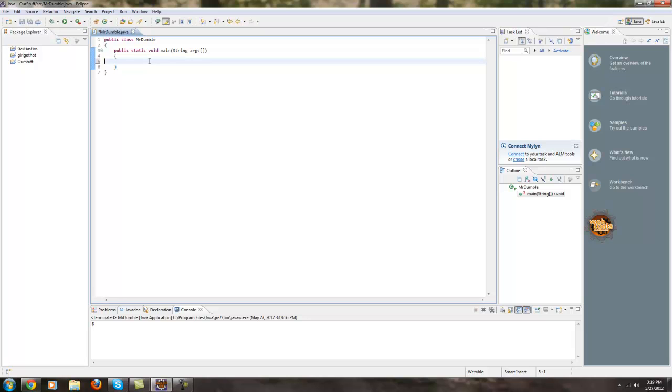And in this one, we're going to go over math operators, which should be pretty easy.